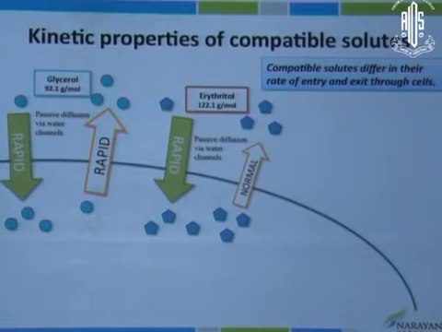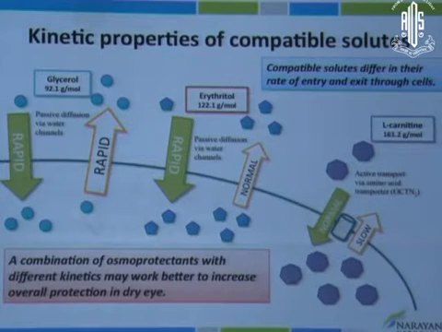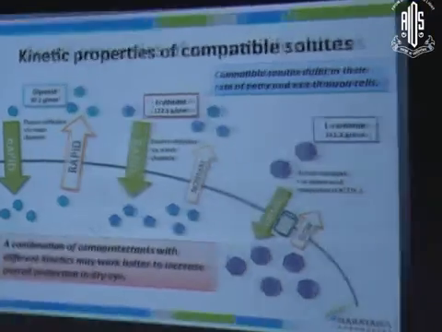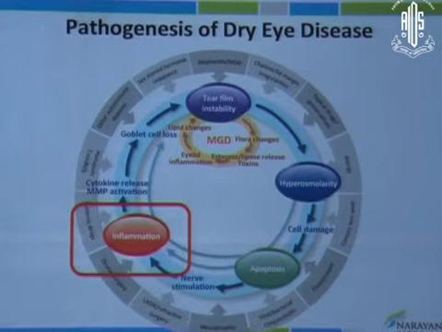Erythritol percolates inside the cell a little slowly, and the same way goes out also a little slowly. And L-carnitine goes in slowly, comes out slowly. So with the combination of all these things, we can manipulate the surface so that it does not damage the cells. Now, osmolarity comes into the picture when it starts killing the cell.